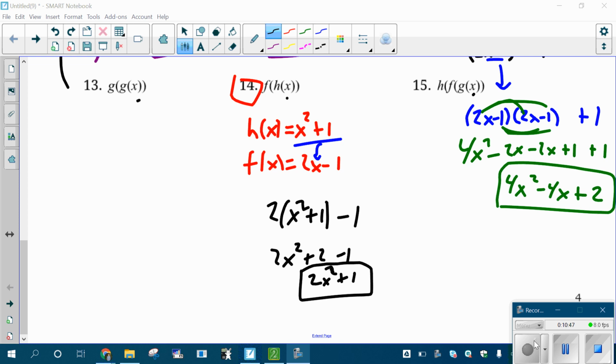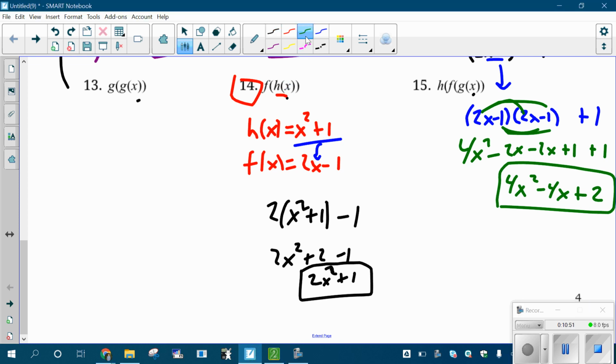Okay, so this one we're taking h of x and we're plugging it into f of x. So h of x is x squared plus 1. F of x is 2x minus 1. We're taking h and we're sticking it into f. So instead of writing 2x minus 1, we write 2 times x squared plus 1, minus 1. Don't forget to simplify it by distributing that 2. Do a little combine like terms, and that's our final answer.